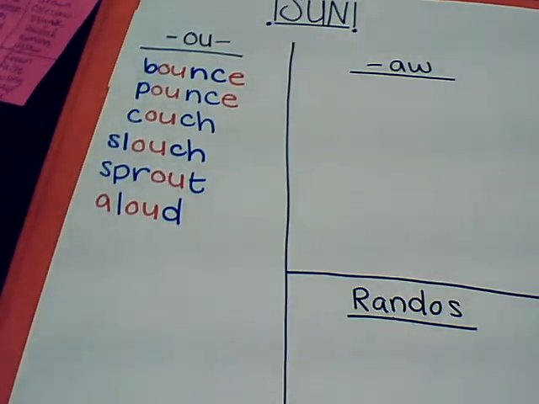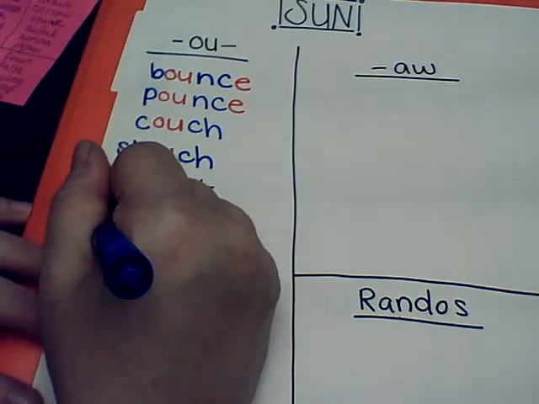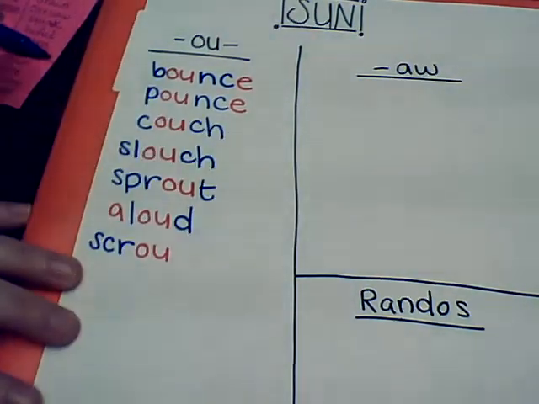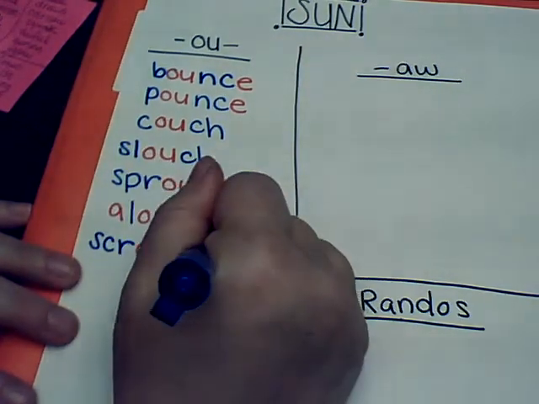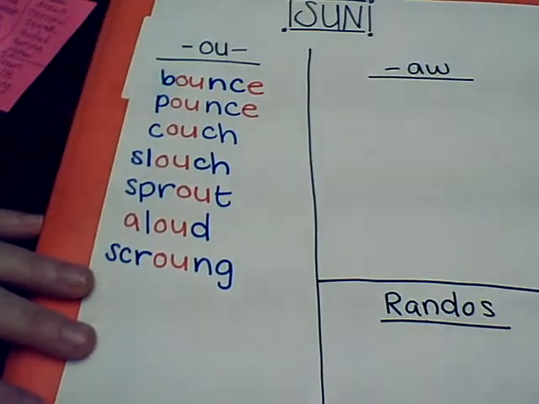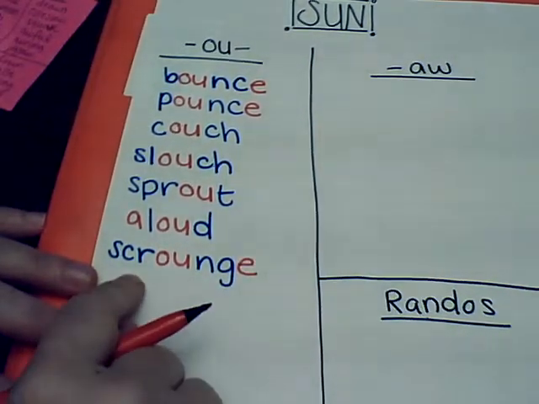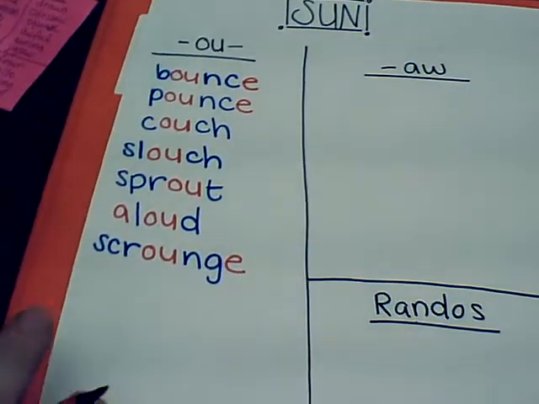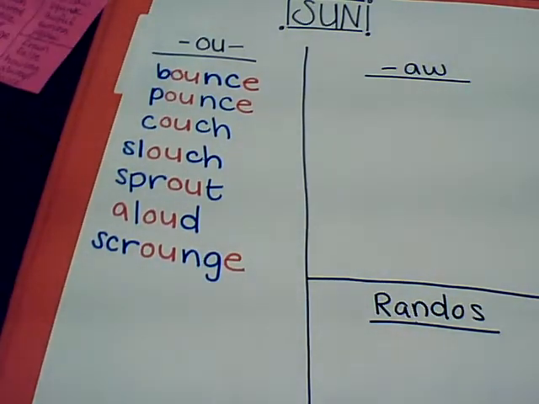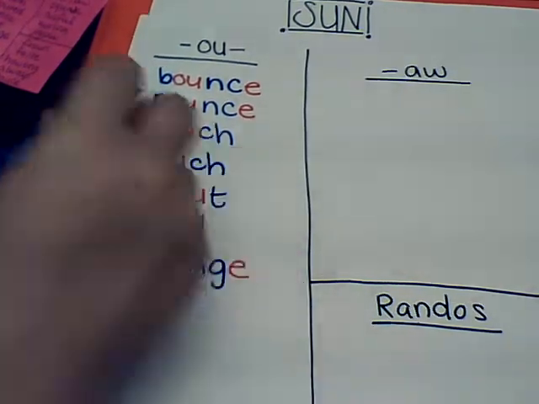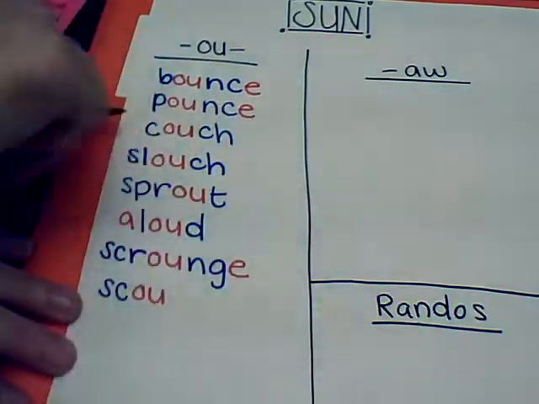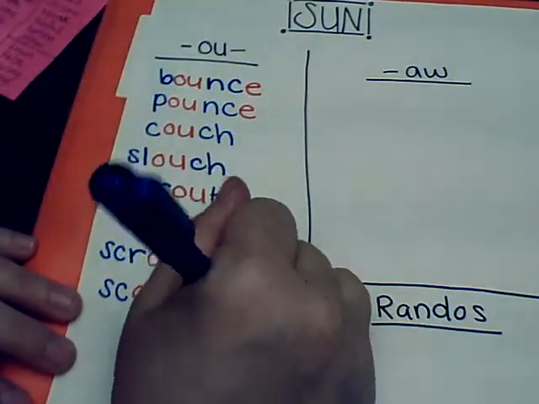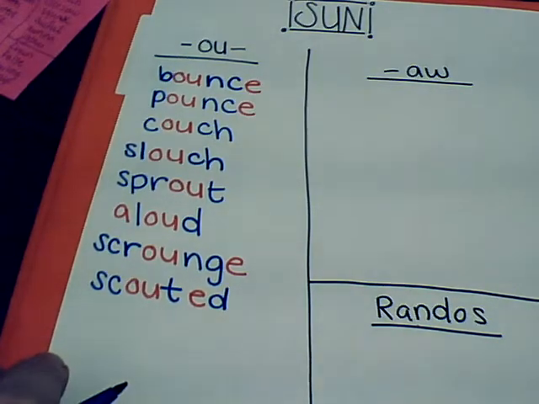Alright, we have scrounge, like you're looking for something. So, scrounge. It's S-C-R-O-U, scrounge. J. Okay, but that looks weird, right? We have to have an E on the end, scrounge. So this might be a word a couple of you have to practice several times. S-C-R-O-U-N-G-E. Scouted. It's like Boy Scouts, like several of you in the class. S-C-O-U-T, and scouted. It's past tense. We add an E, D. S-C-O-U-T-E-D.